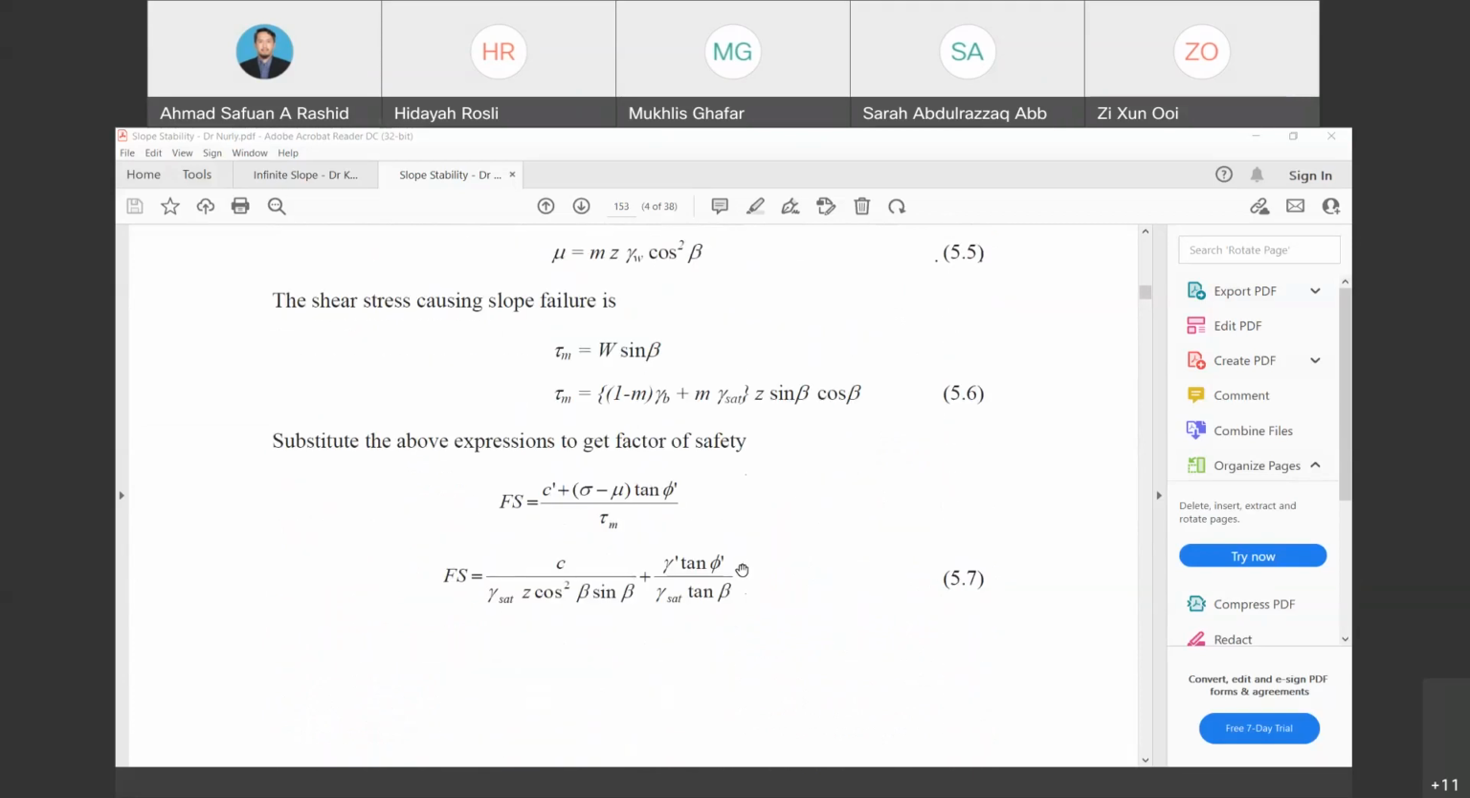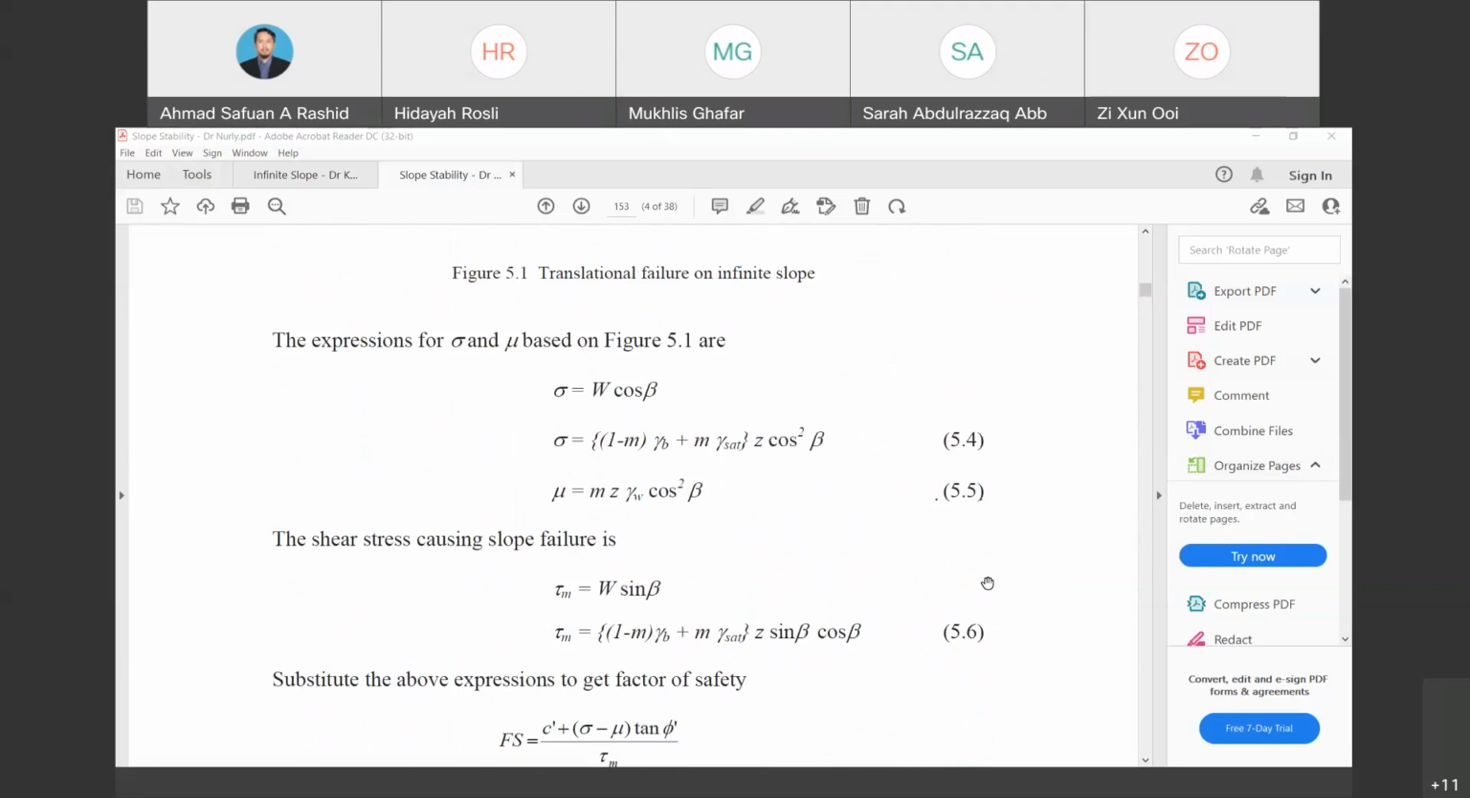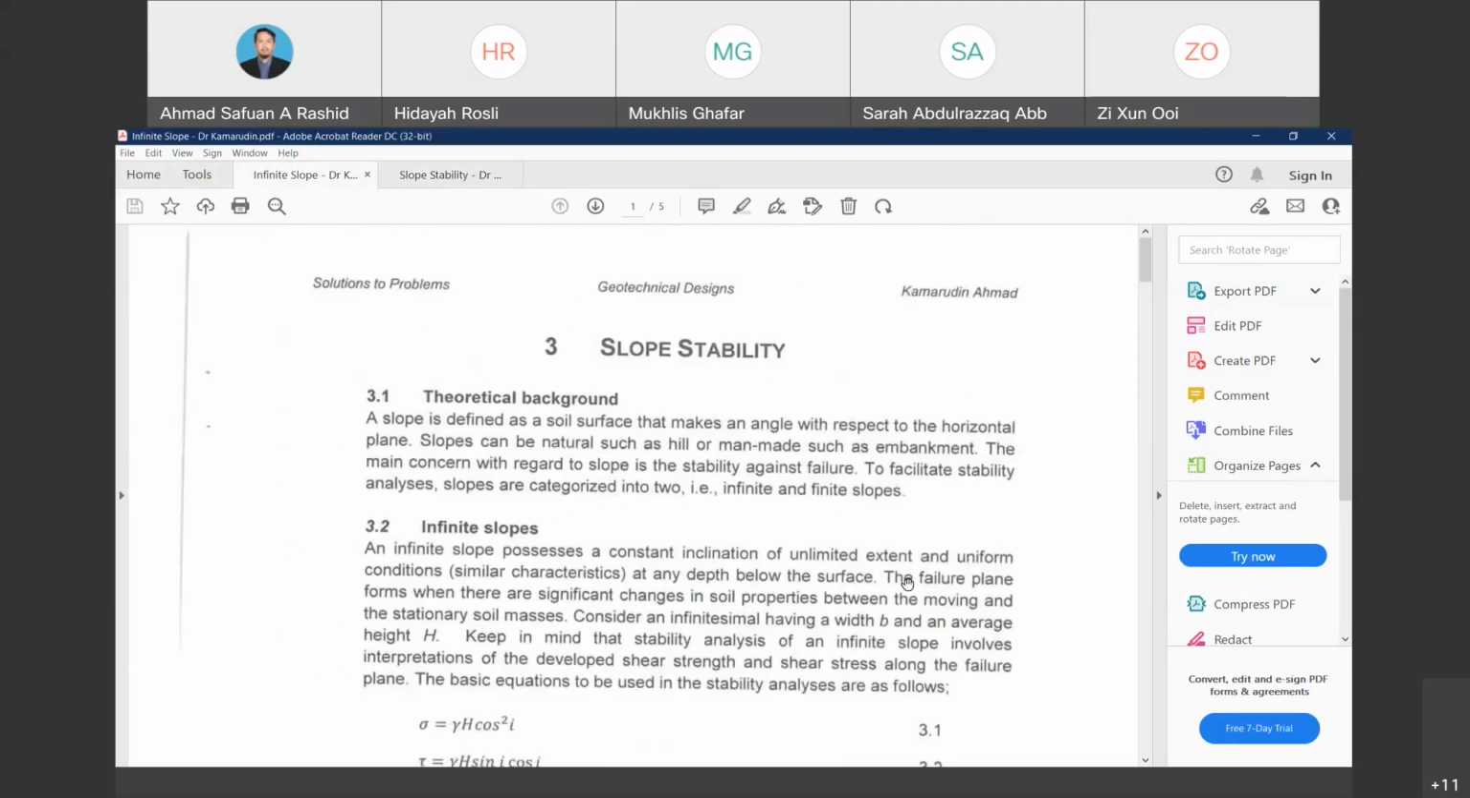So 5.7 can only be used if the groundwater is at the surface of the soil. However, 5.3 up to 5.6, we can call a very powerful solution, where we can solve for any problem in which the groundwater level is located between the surface and the failure surface. Okay, now we move to another example before we end our class.